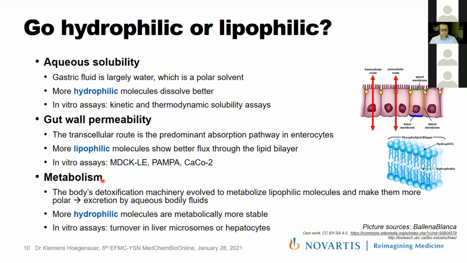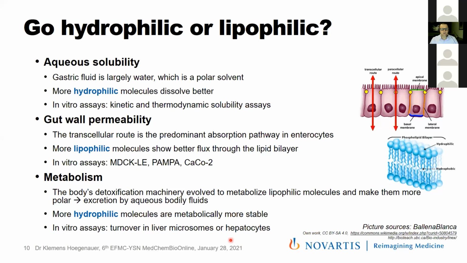And then to get to metabolism, so if you think about it, the liver, the body's detoxification machinery has actually evolved to metabolize mainly the lipophilic molecules. So it's designed to make them more polar and to make them amenable to excretion by, of course, the aqueous bodily fluids. So again, the hydrophilic molecules are metabolically more stable, and the lipophilic ones are going to be more prone in general to metabolism. And we've got in vitro assay systems to assess that, typically turnover in rat liver or human liver microsomes or hepatocytes.